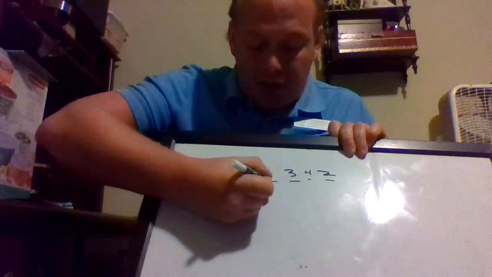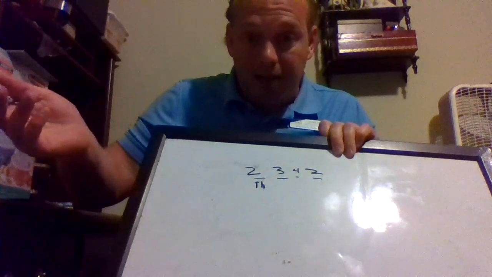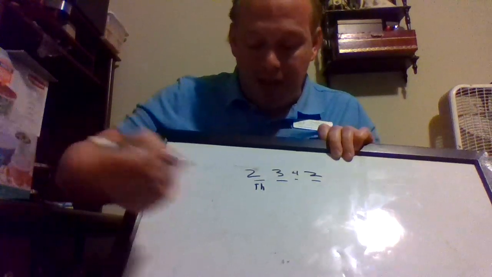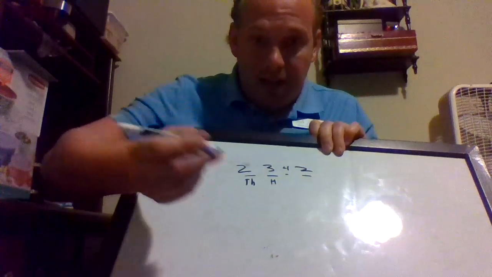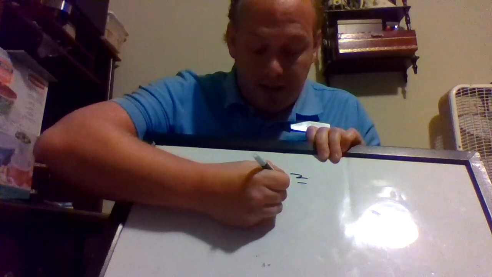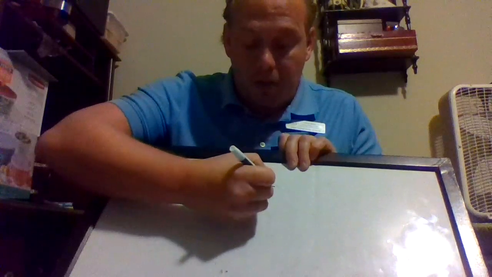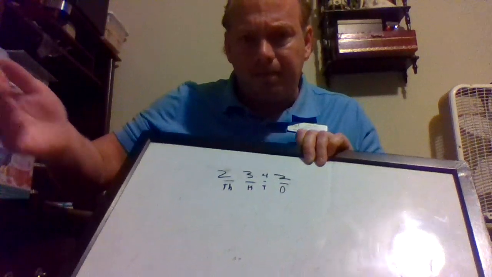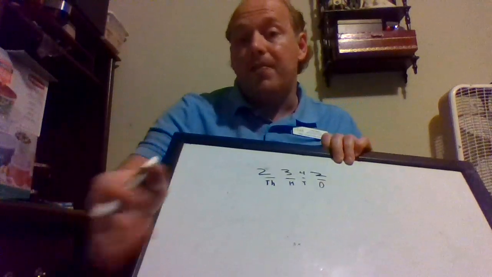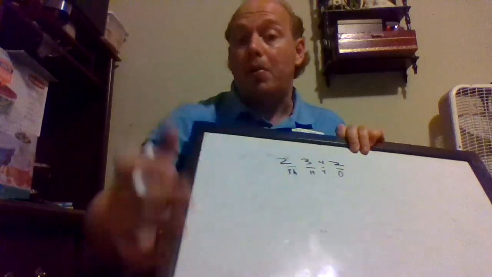So this first 2 is in the thousands place. Hey, it's pretty good. I wrote it upside down. So this 3 is in the hundreds place. This 4 is in the tens place. And this last 2 is in the ones place. Pretty basic stuff, right? Well, it is. We've already learned it. But now we're going to add in another component. A second step, if you will.